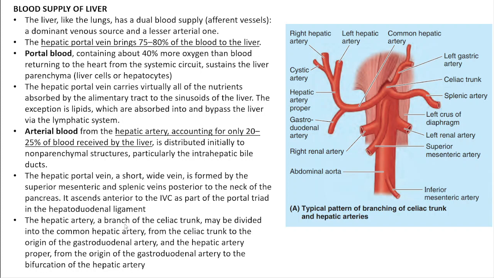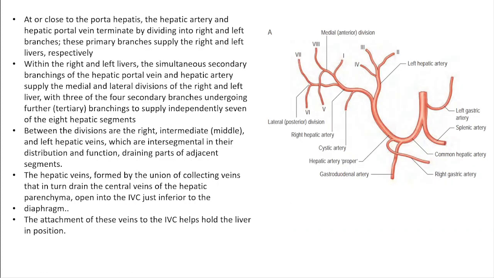So the proper hepatic artery is from the origin of the gastroduodenal artery up to the bifurcation of the proper hepatic artery into its right and left parts. Now this is the most common pattern which is present. This is the celiac trunk, we get the left gastric artery, we get the splenic artery, then we get this common hepatic artery, we get the gastroduodenal and the right gastric arteries from this common hepatic, and then the proper hepatic divides into the left and the right hepatic branches.